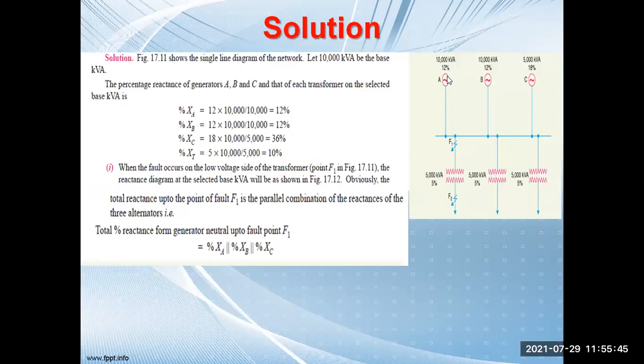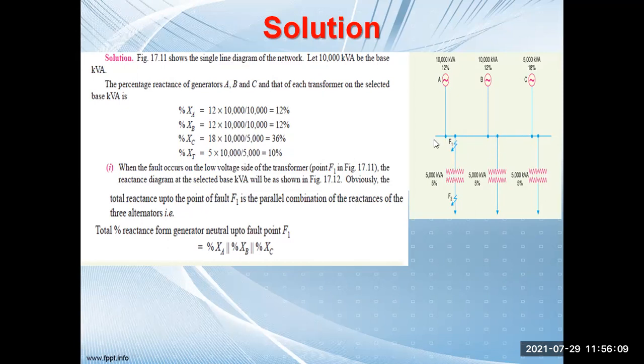So let us say this is the single line diagram. 10,000 kVA, with 12% and 12% reactance, and there is a 5,000 kVA generator with reactance of 18%. These three are connected to a common bus bar. Now, these three generators are feeding power to this common bus bar.